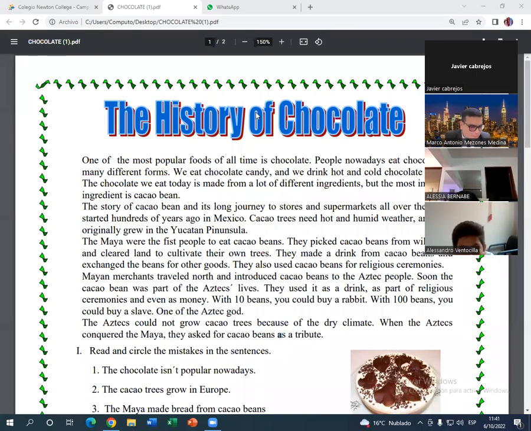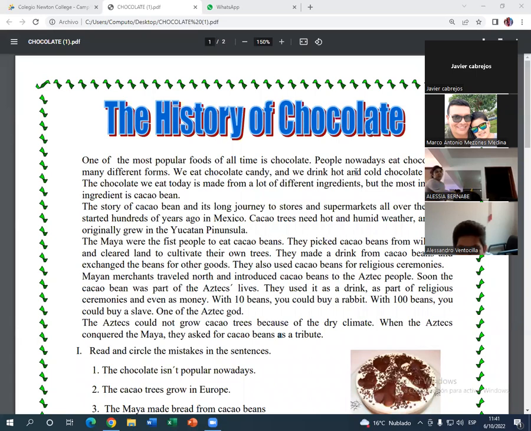Mayan merchants traveled north and introduced cacao beans to the Aztec people. Soon the cacao bean was a part of Aztec life. They used it as a drink, as a part of religious ceremonies, and even as money. With 10 beans, you could buy a rabbit. With 100 beans, you could buy a slave. One of the Aztec goods.